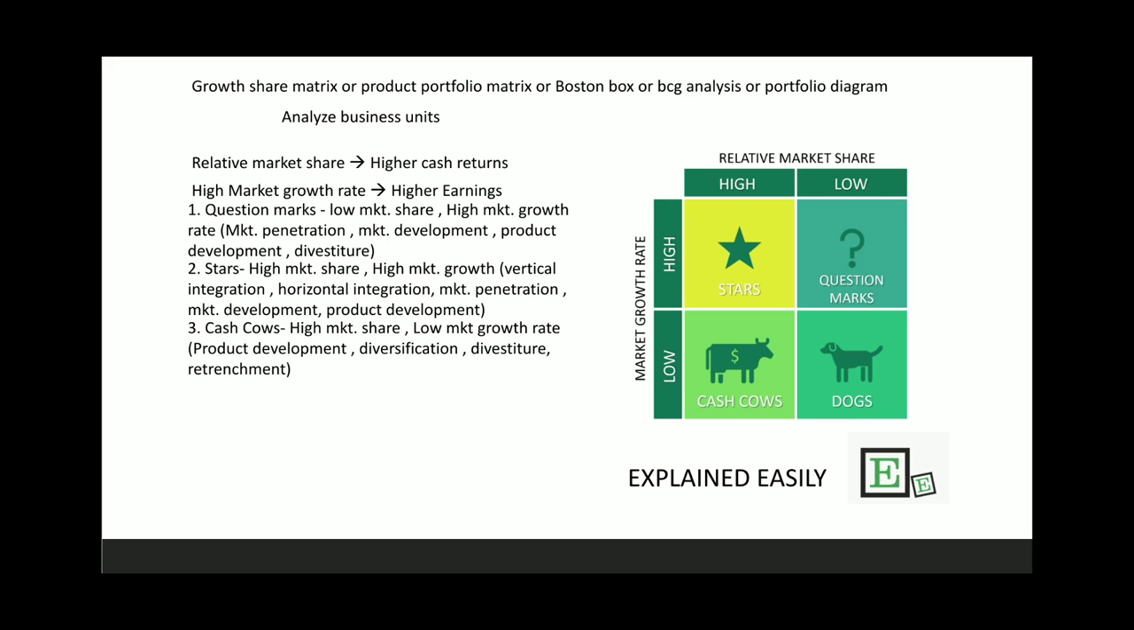This excess cash is supposed to be milked from the cash cow for investments in other business units, stars and question marks. Cash cows ultimately bring balance and stability to a portfolio. Strategic choices to be followed are product development, diversification, divestiture, retrenchment.